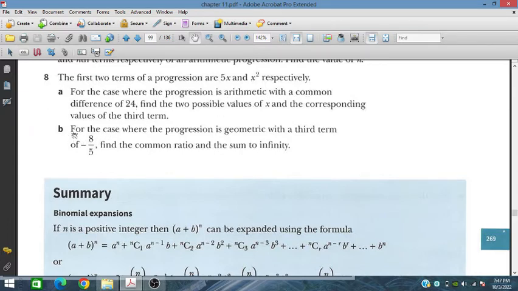Okay, so in part 8b, we will solve for the case where the progression is geometric with a third term of minus 8 upon 5. Here we are considering the third term in a geometric progression as minus 8 upon 5. Find the common ratio and the sum to infinity. We have to obtain the sum to infinity for this particular case.